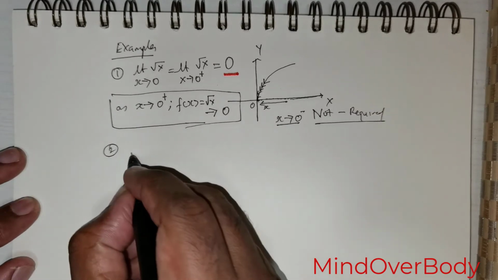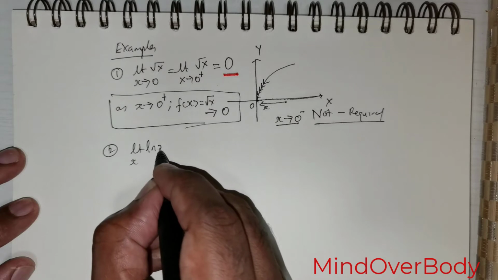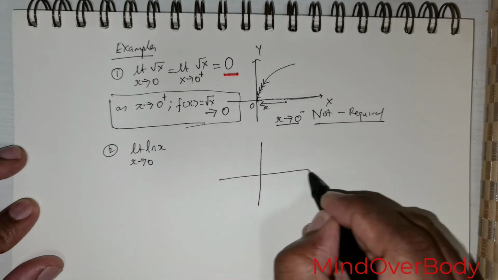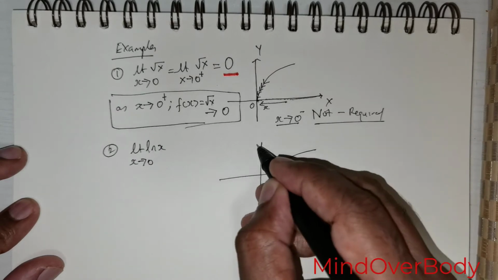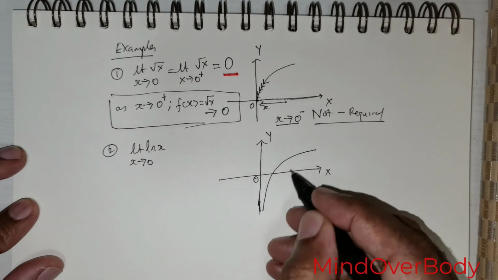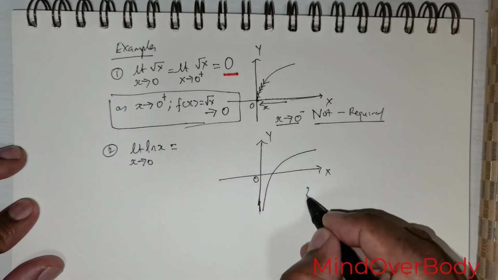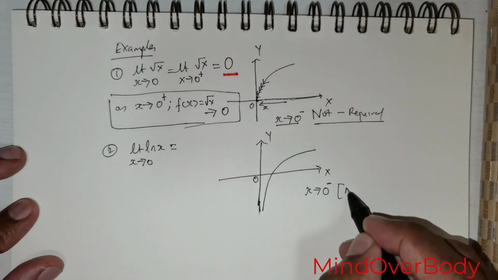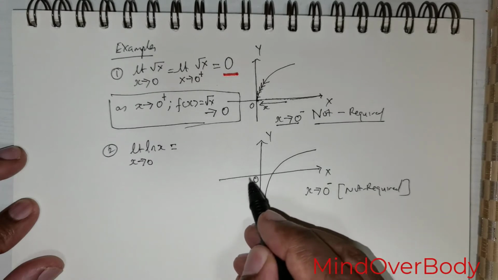Question number 2, you are expected to find the limit of the function ln of x as x approaches 0. So the best way to solve this question is to draw the graph. This is approximately the graph of ln x, and this point is 0. So the y-axis is moving off, and there is an asymptote here. Now what are we required to find? Are we required to find x tending to 0 from the left side? Is the function defined here? No, this is not required because the function is not defined on the left side.